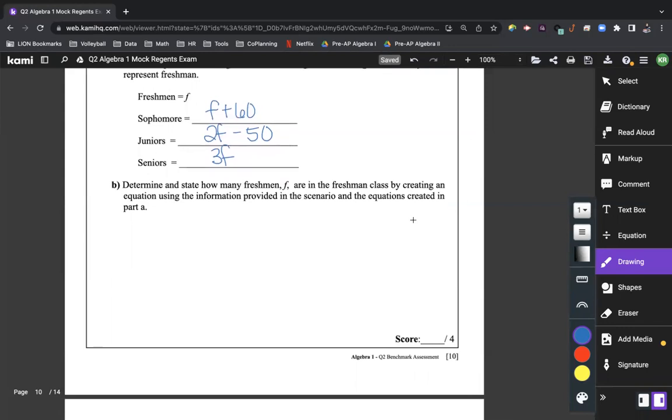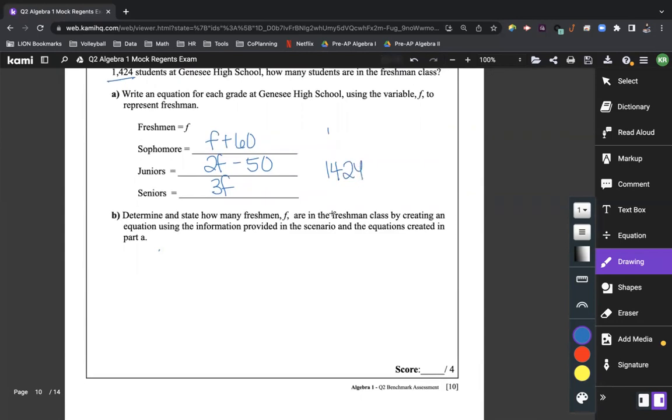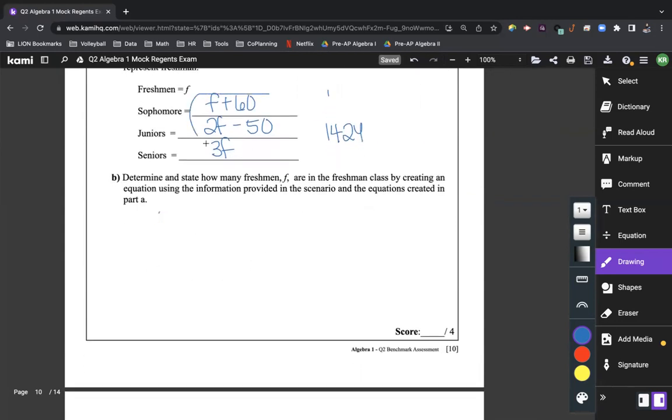So now it says determine and state how many freshmen are in the freshman class by creating an equation using the expressions created in part A. So the total is 1,424. So I need to set this equal to this, including the f, okay? So f plus 60 plus 2f minus 50 plus 3f equals 1424.